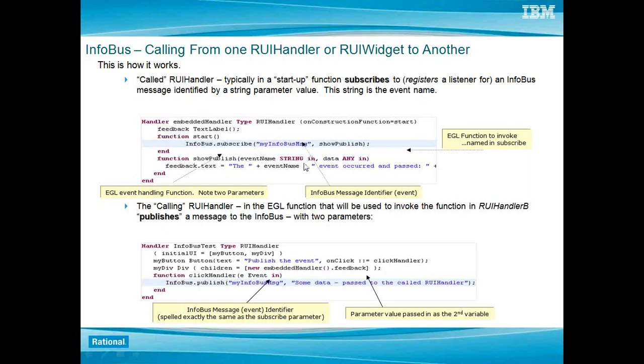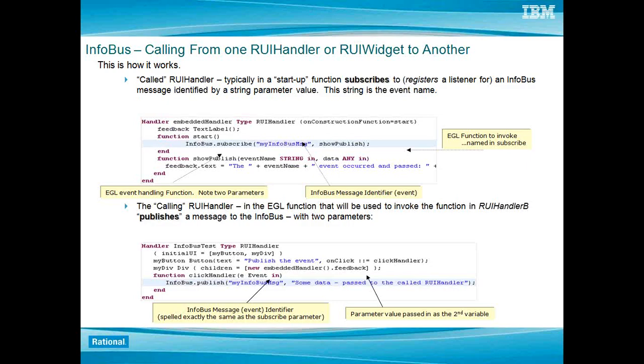If you see, it has two parameters. One is event name, its type is a string, and another is data, and its type is any, because data can be integer, a string, numeric, boolean, or array, whatever. So any data that is being published by the publisher, it will be able to receive it. In this way, we are subscribing for my infobus message, and once data has been received, the show publish function will be called.